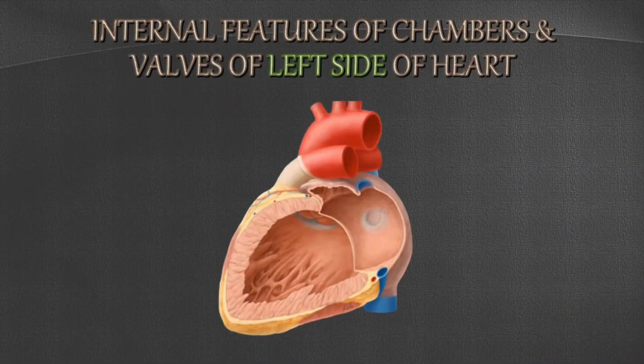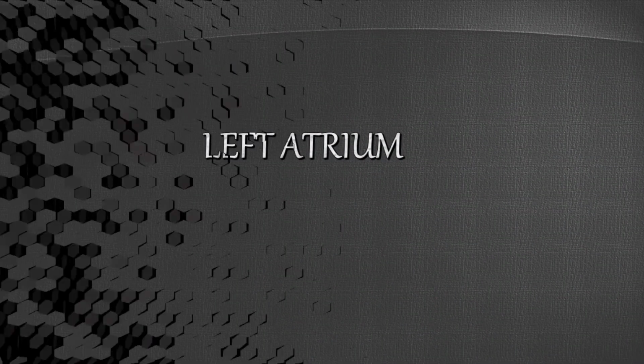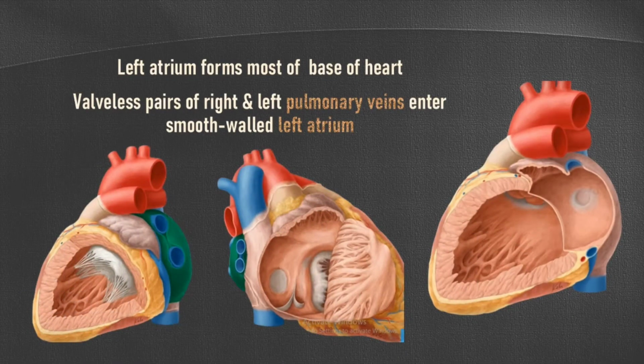Now, internal features of the chambers and valves of the left side of the heart. Left atrium. The left atrium forms most of the base of the heart. As you can see, this is the apex of the heart, right? And this is the base of the heart. This highlighted in green is the left atrium. So the majority of the base of the heart is formed by the left atrium, right? You can see this is the left atrium and this is the left atrium. So the left atrium forms most of the base of the heart.